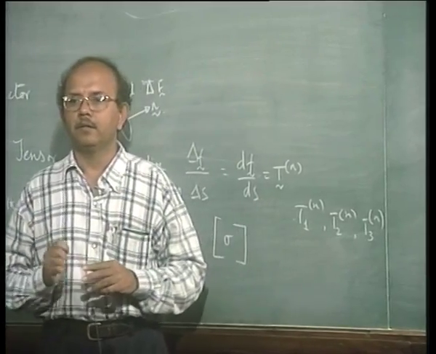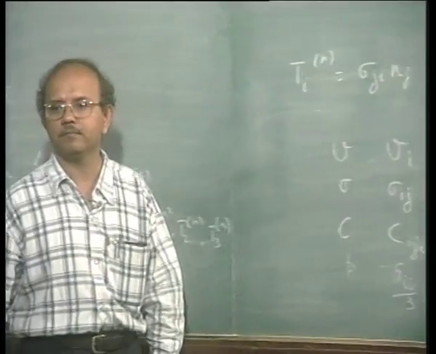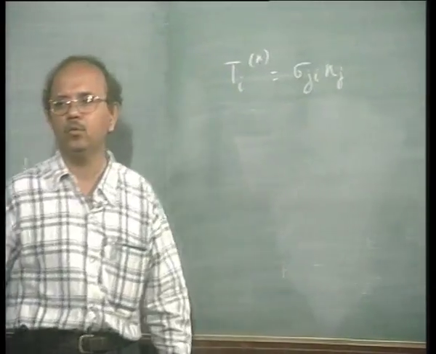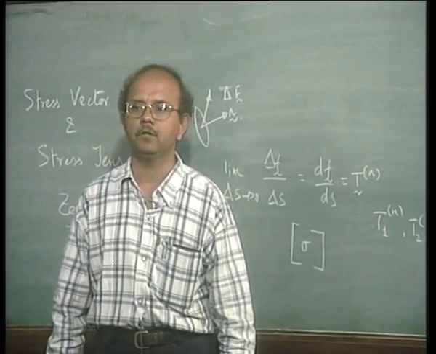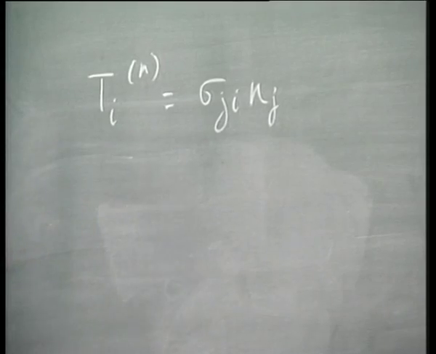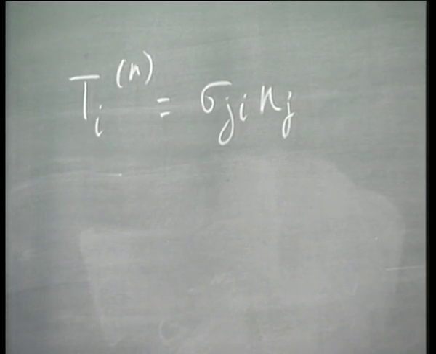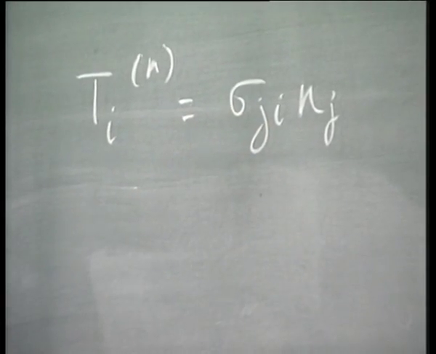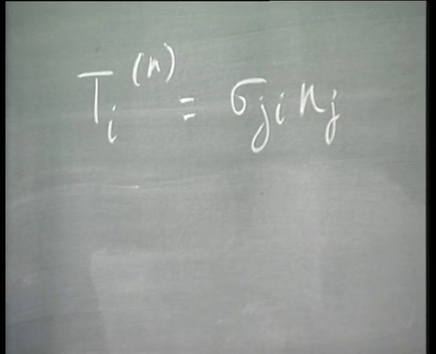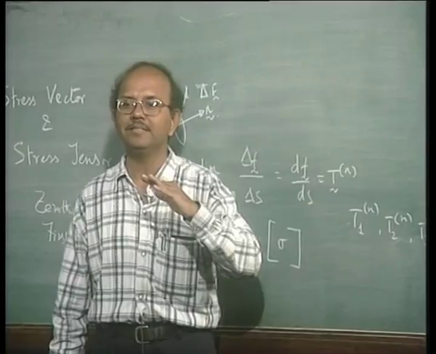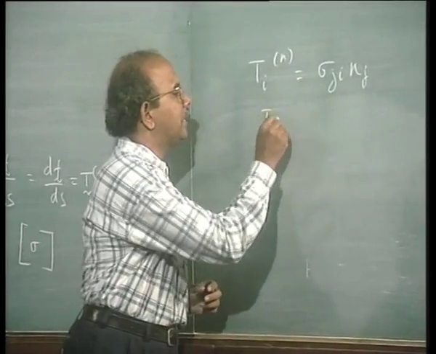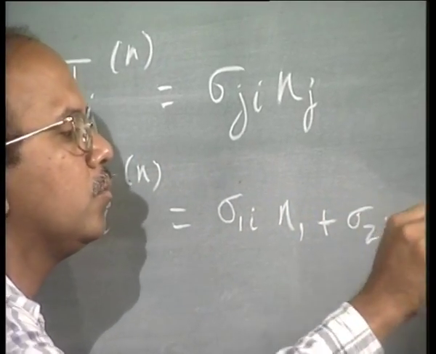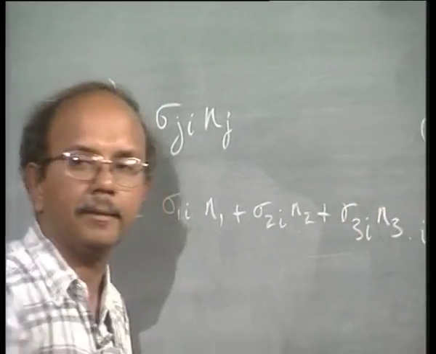Okay. Fine. Now, having clarified all these things, let us go back and look at this expression. Look at the left hand side and look at the right hand side. What do you see in the left hand side? You see one i. On the right hand side, i stands out free, and j is what is repeated. So what do I do now? I sum up over j. In other words, this expression can be written as sigma 1i n1 plus sigma 2i n2 plus sigma 3i n3.